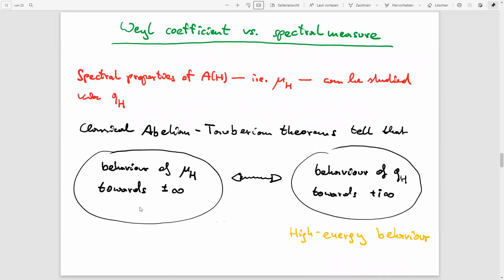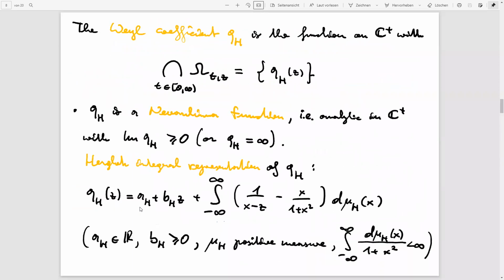Now I come to the second part of my lecture. As I said before, we are operator theorists, so we want to study spectral properties. We want to study the measure mu h. Mu h was the measure in the Herglotz integral representation of the Weyl coefficient, and the direct spectral theorem told us that this is a spectral measure for the model operator. Maybe I should show you the formula again. The Herglotz integral representation, where is it? Here it is. This integral representation. Just neglect this linear term in front. That's one of the exceptional cases which I usually just neglect.